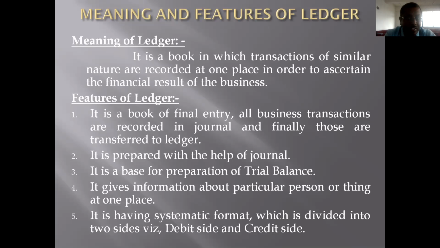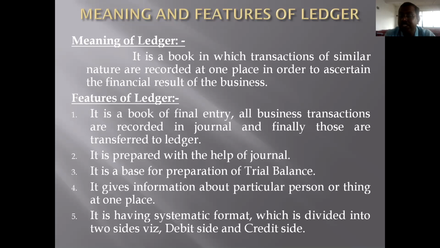The next one is that ledger gives information about a particular person or particular thing at one place. Meaning, in the book of ledger, you are going to get complete information about a particular person or particular thing at one place.